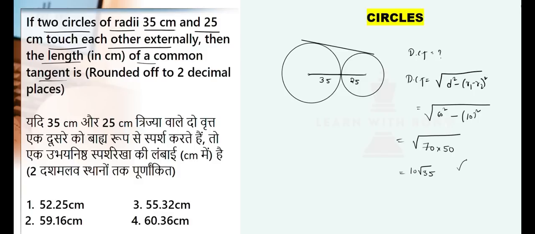See here, we know that square root of 36 is 6. So if I assume this square root of 35 as 6, I will get 60 centimeters, but our square root of 35 is a very small quantity less than 6. So from the options, option number 2 is our answer.